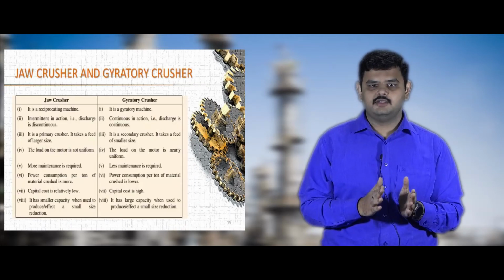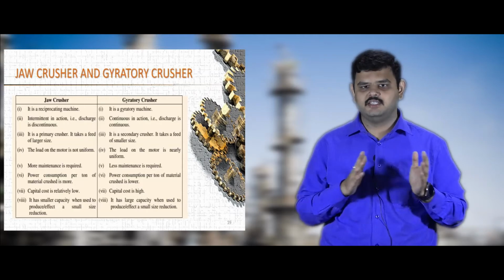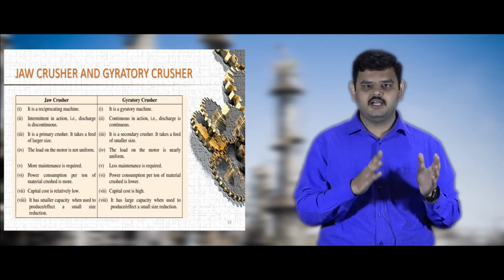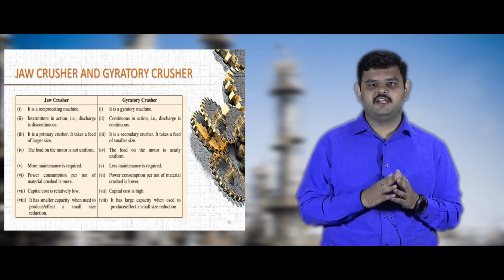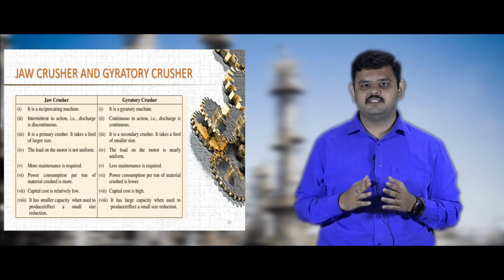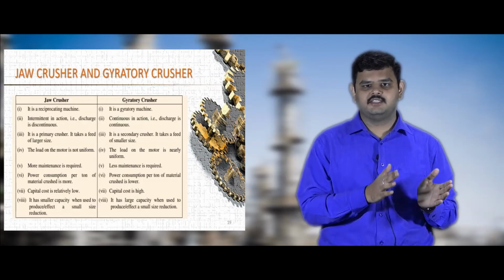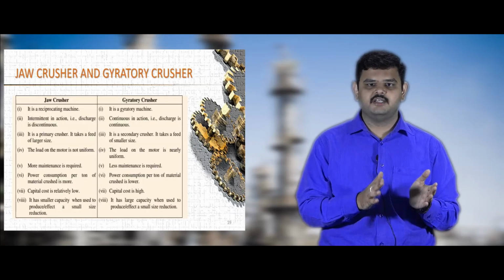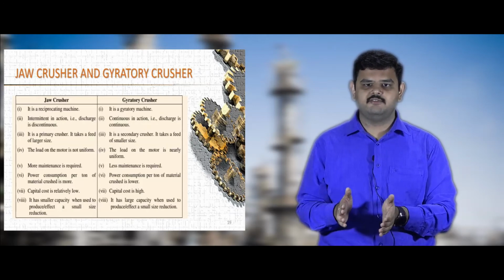Now we move on to the difference between the jaw crusher and the gyratory crusher. The jaw crusher has a reciprocating movement. The gyratory crusher has a gyratory movement. The jaw crusher has an intermittent movement where the products are received intermittently.